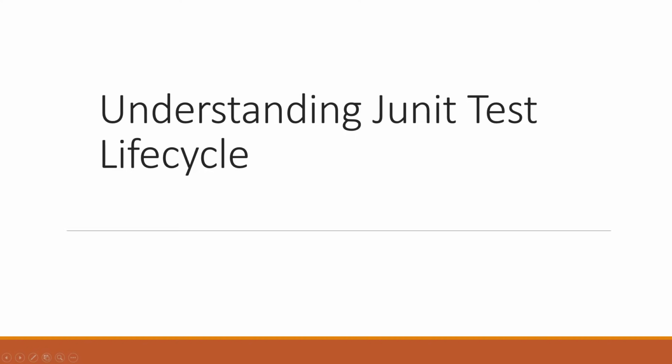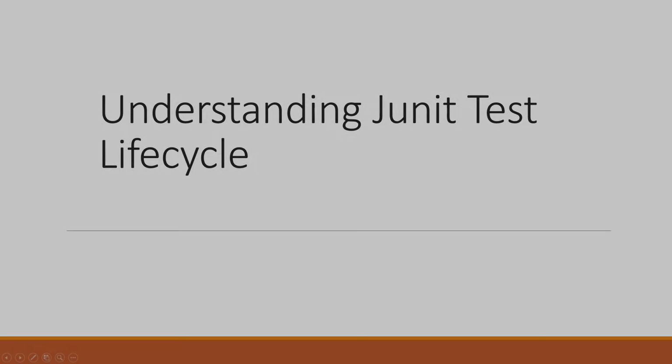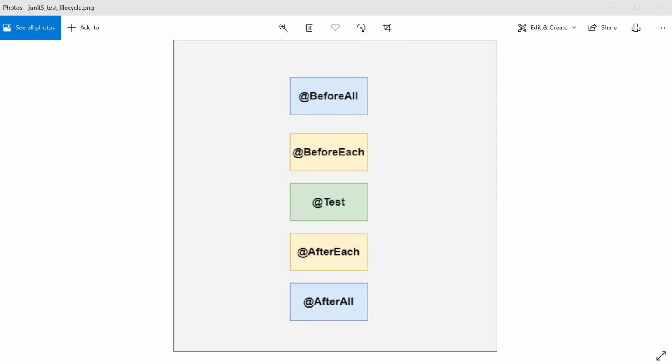So now that we wrote a few tests, let's go to some theoretical aspects of JUnit and understand how the JUnit test lifecycle works. Each JUnit test, when it is executed, will create a new instance of the test class, and it follows different phases as part of the execution. Each phase is also represented with an annotation in JUnit 5.